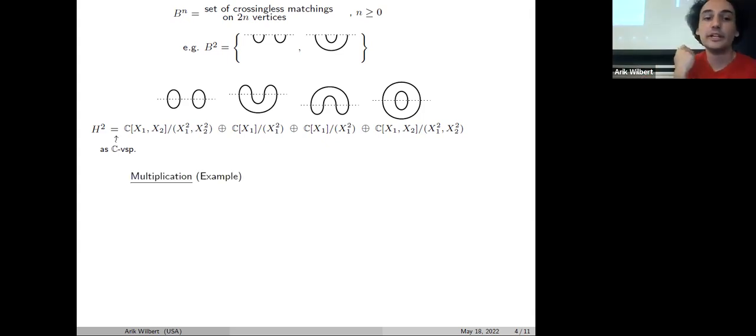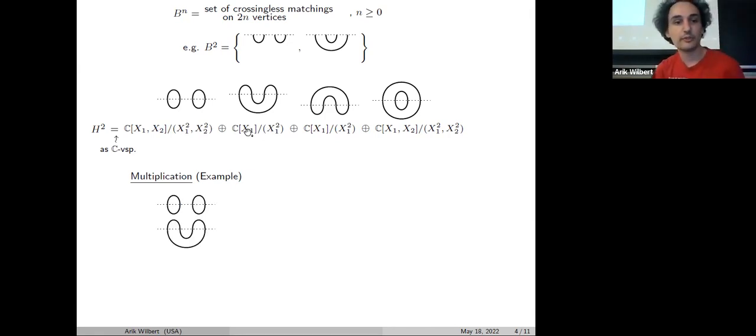So let me explain how this works in an example. Let's say I want to multiply an element in this summand with an element in this second summand. So what I would do is draw the corresponding pictures, right? For the first summand, I have this picture, and for the second summand, I have this picture. I stack them on top of each other.